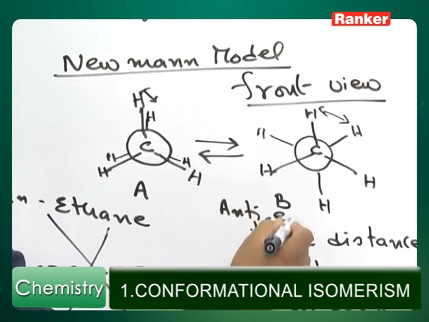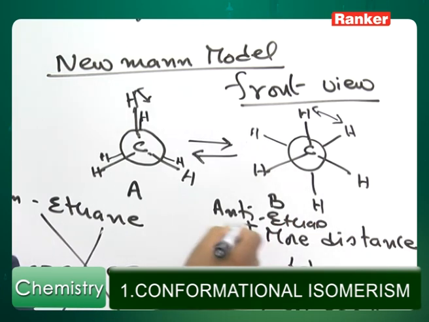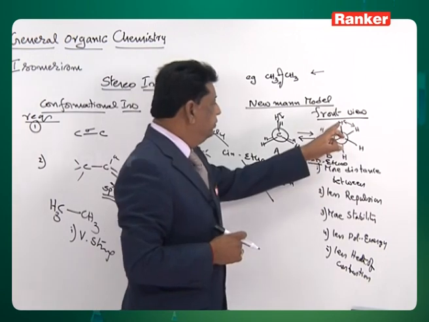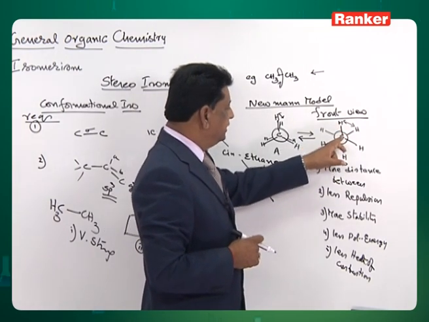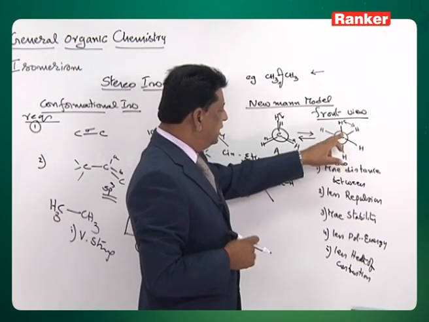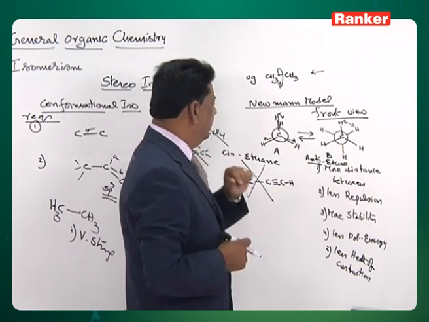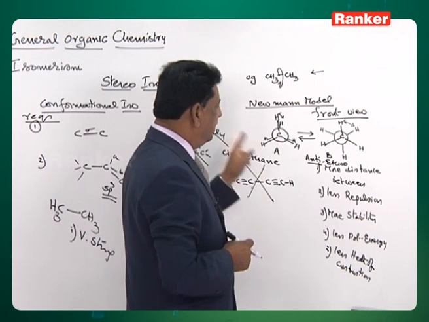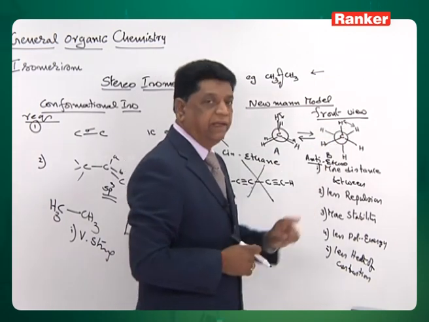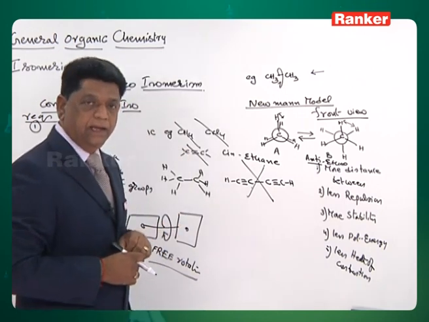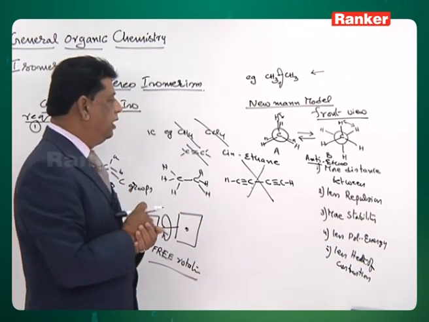Both are ethanes only. What is anti? Anti refers to opposite. What are opposite? The two hydrogens you see: there is a first carbon with one hydrogen, and the second carbon has one more hydrogen opposite to it. Here there is no such opposite arrangement: same side, same side, same side. Here opposite arrangements are there. That opposite arrangement is reflected in its name, anti. Anti means against or opposite.